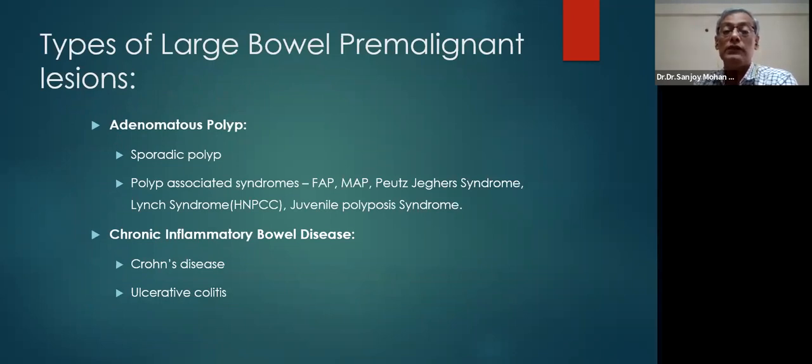So what are the types of large bowel premalignant lesions? They can be divided into adenomatous polyps or chronic inflammatory bowel disease. Adenomatous polyps can be divided into sporadic polyps and polyps associated with syndromes, like FAP, MAP, Peutz-Jeghers syndrome, Lynch syndrome, juvenile polyposis syndrome. And in chronic inflammatory bowel disease, Crohn's disease and ulcerative colitis. Today, we are not discussing the chronic inflammatory bowel diseases.